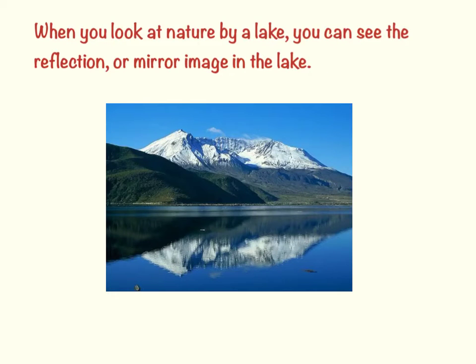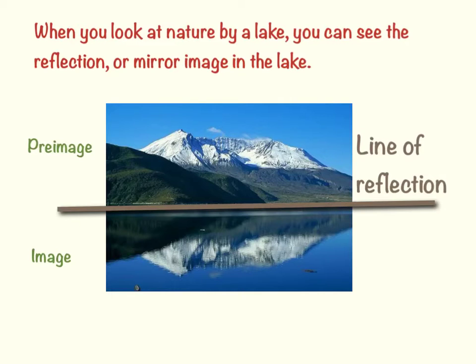When you look at nature by a lake, you can actually see the reflection or the mirror image in the lake. And in this picture of the mountain, we have a line of reflection, and the pre-image, which is the image on top where we started, was reflected or flipped over the line to make this image. And if we folded it along the line of reflection, they would coincide and match up.